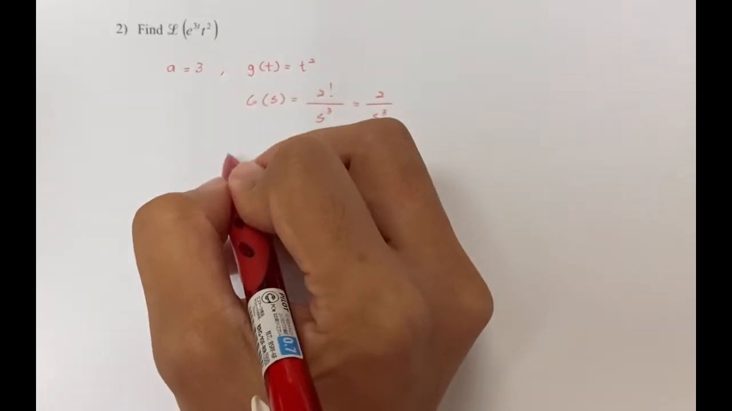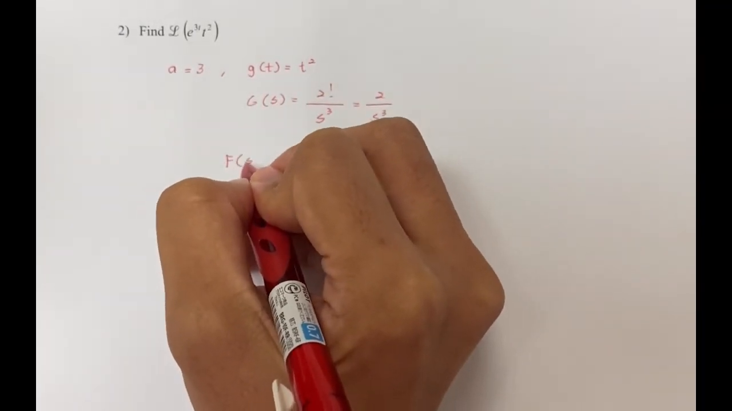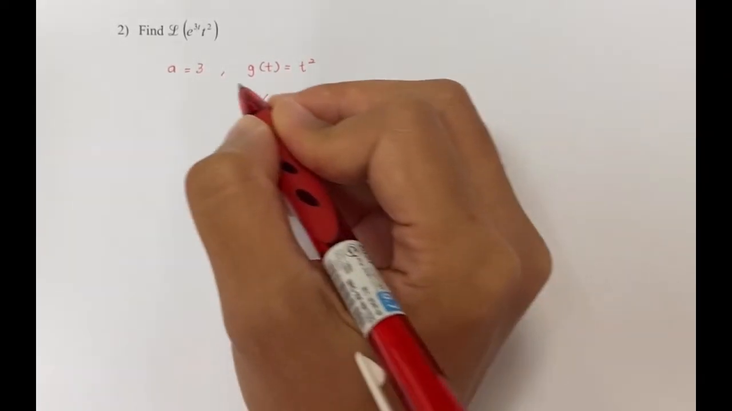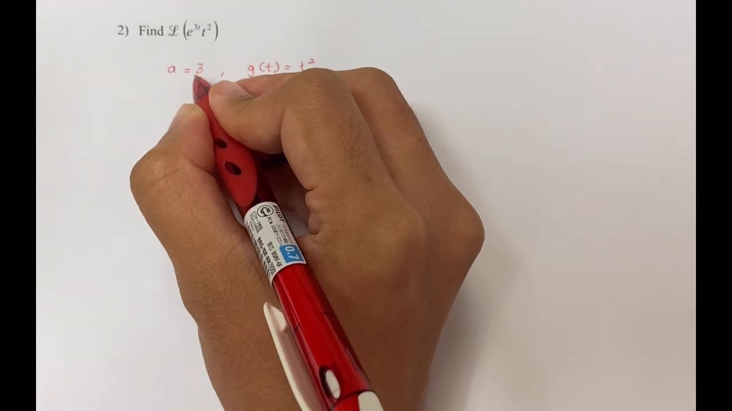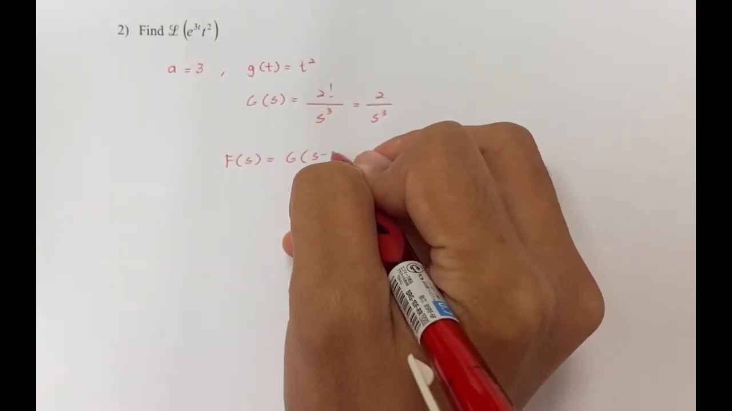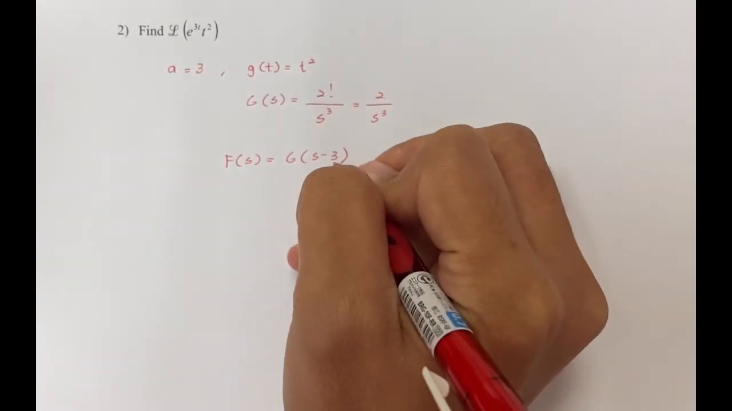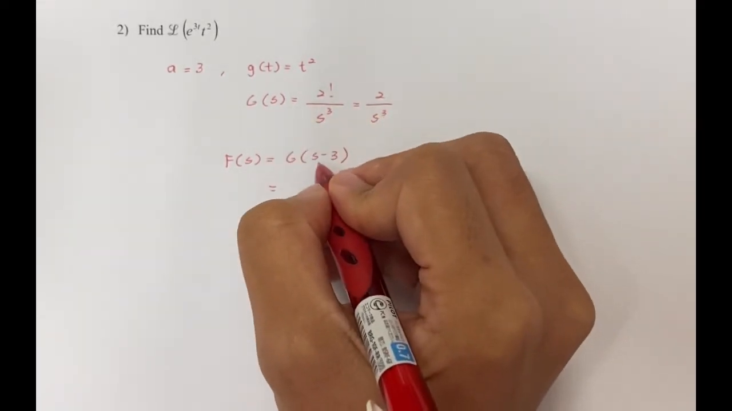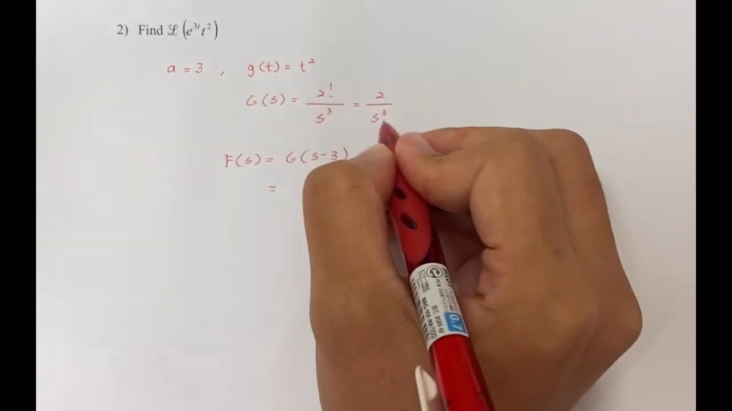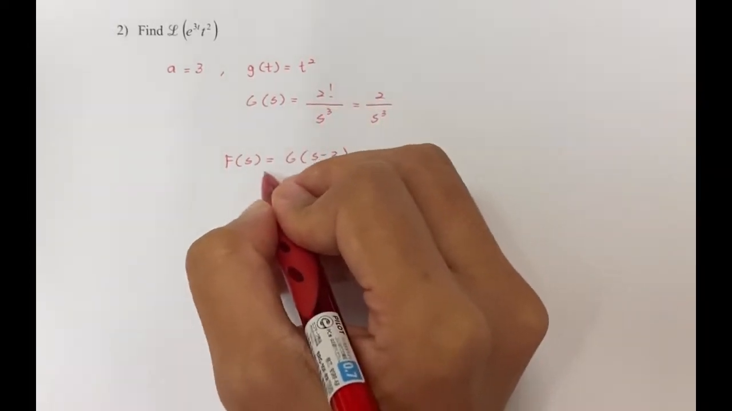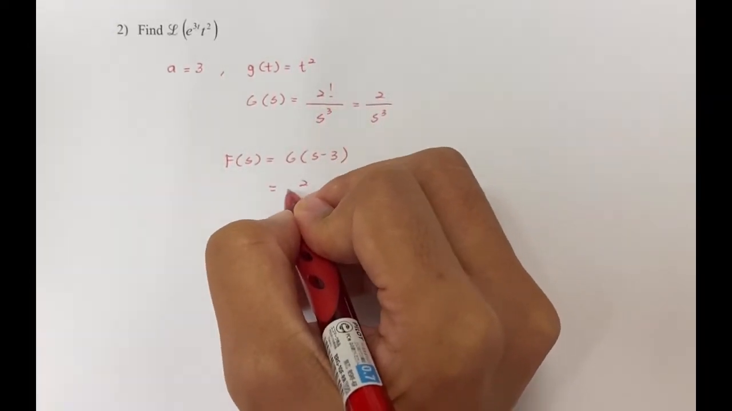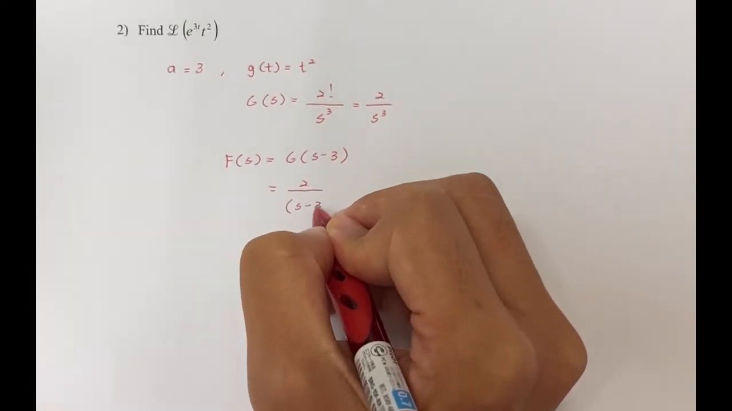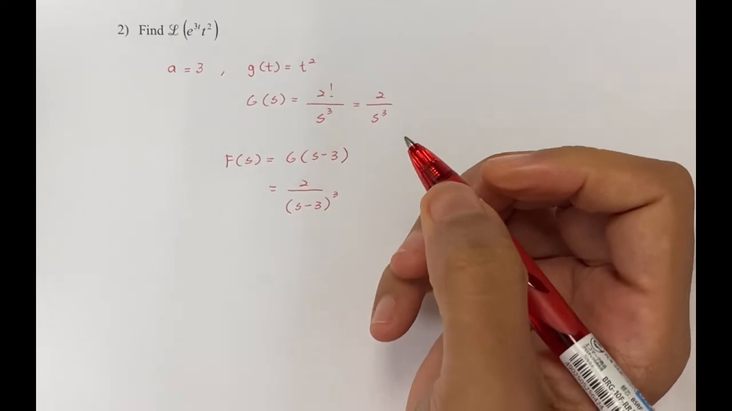And then F(s) is equal to G(s minus a), and a now is equal to 3. So we have to find what is G(s minus 3). Again, substitute s minus 3 into this s over here. So the last answer, F(s) is equal to 2 divided by (s minus 3) cubed.